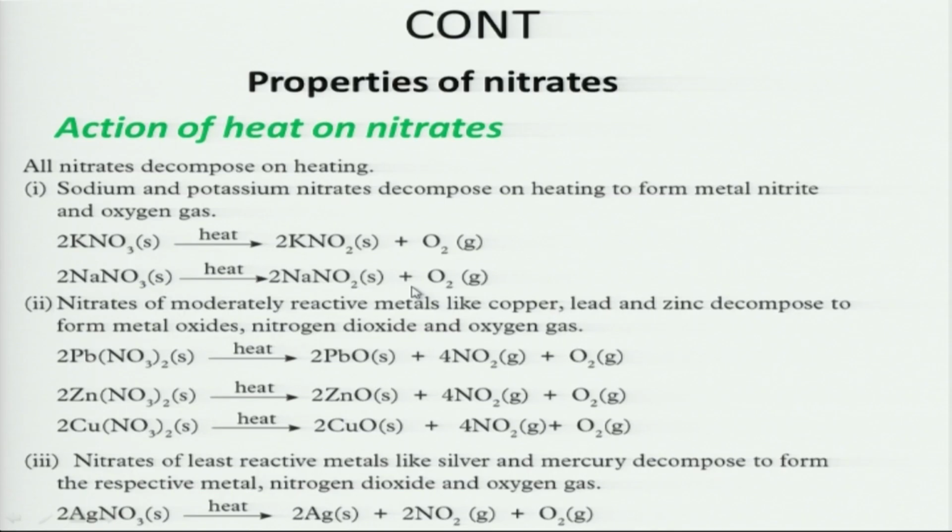So there are the moderately reactive metals. What happens for the moderately reactive metals? They produce their oxides, nitrogen dioxide and oxygen gas. When I say their corresponding metal oxide, that means if it is lead, it will produce lead oxide. If it is zinc, it will produce zinc oxide. If it is copper, it will produce copper oxide.